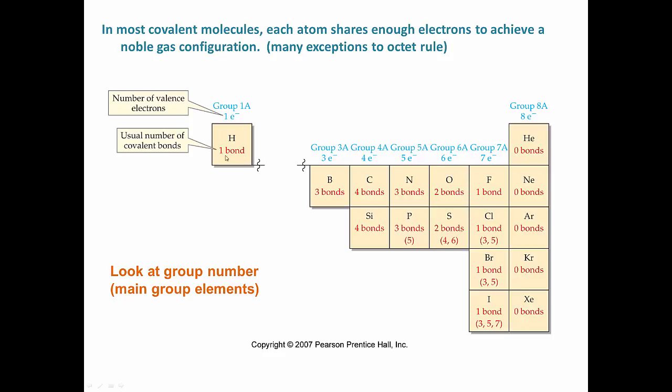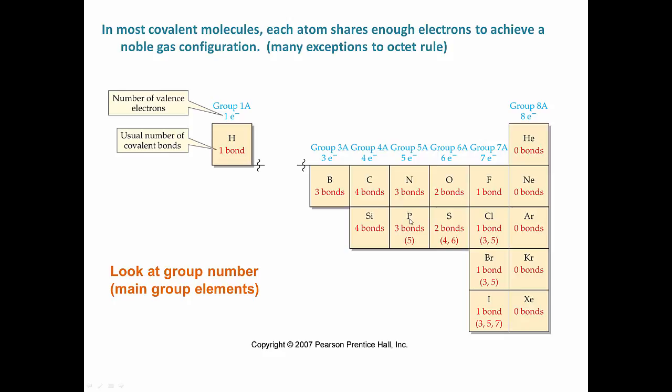So for hydrogen, it will always form just 1 bond. Hydrogen cannot form more than 1 bond. That's in group 1A. Group 3A, we have boron. It has 3 valence electrons. It can form 3 bonds. It can't form an octet. Group 4A, carbon, silicon, will form 4 bonds. Group 5A, nitrogen and phosphorus will form 3 bonds.